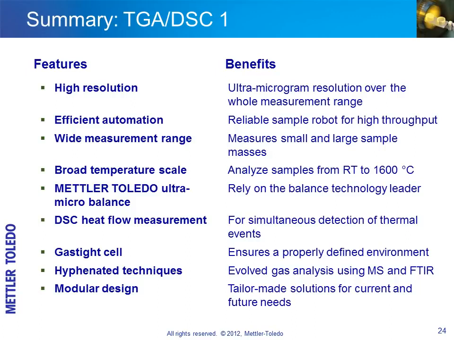Flexible calibration procedures allow the instrument to be calibrated and adjusted over the entire temperature range from room temperature to 1600 degrees Celsius. The TGA/DSC 1 is the ideal instrument for manual or automated operation and production, quality assurance, or research and development.